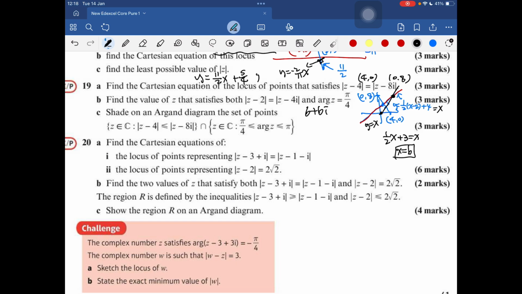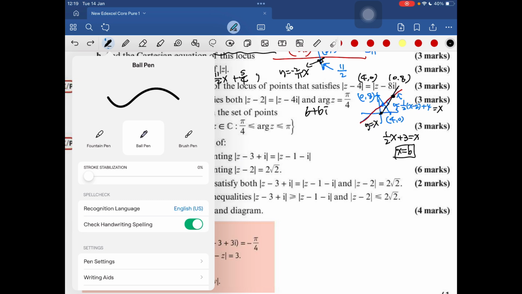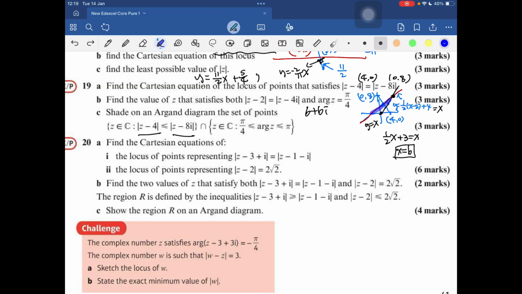So the Argand diagram here. So this one, from 8i, it should be a larger distance. So it's here. And the intersection of pi over 4 to pi, so it should be here, like this. So the intersection part is here. And number 20.